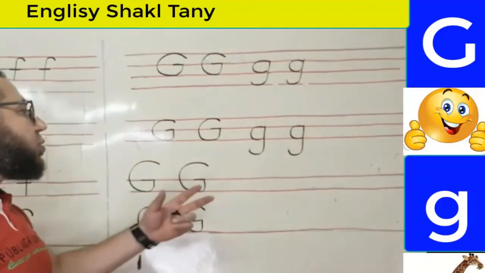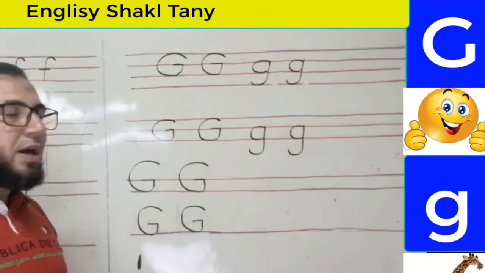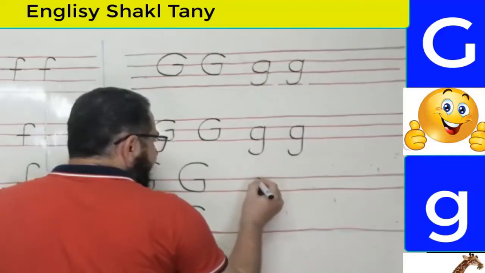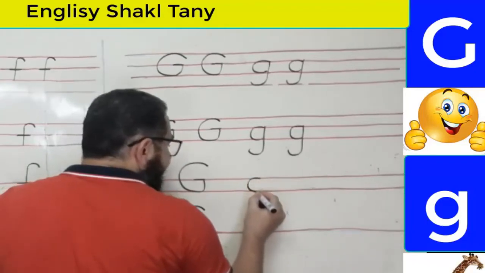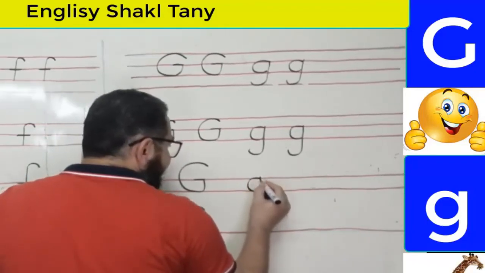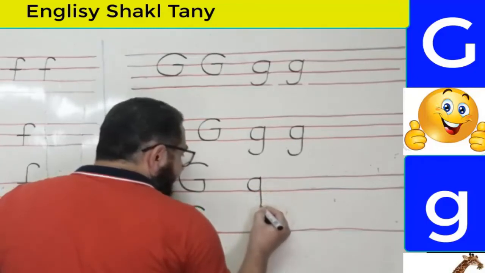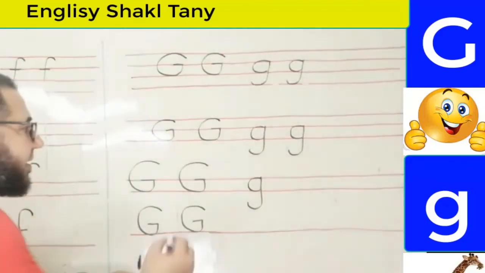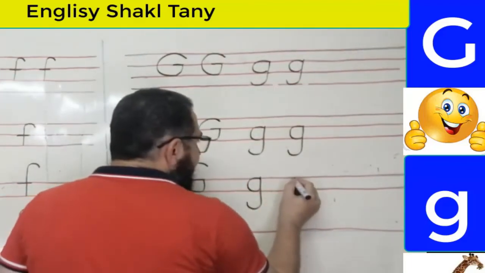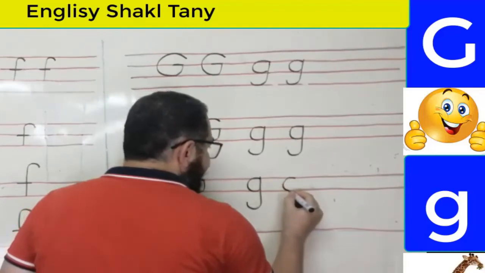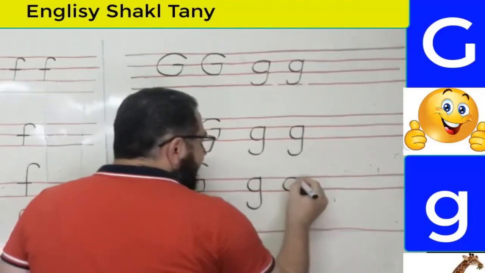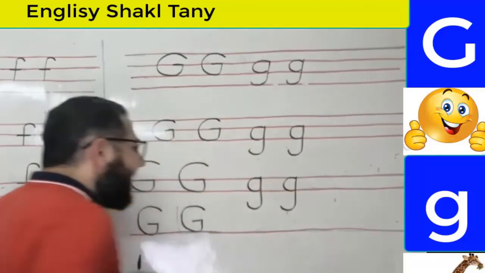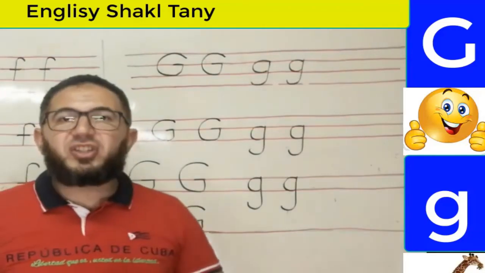So let's see how to write G small on the two lines. So I'll start here at the first line. Make a curved line like C like that, then a straight line like that, it must go down under the two lines and curve it at the bottom like that. Again, I'll make a curved line between the two lines like that. And then go down with a straight line and curve it at the bottom like that. It's G small.